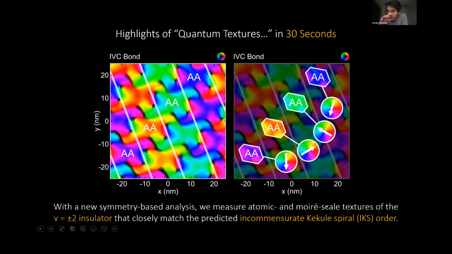We put together these atomic scale signatures, as well as some Moiré scale textures that we observe in these devices, together with a newly introduced symmetry-based order parameter analysis, which I'll tell you about in this talk, to analyze a number of correlated states, but particularly with focus at nu equals plus or minus 2, these correlated insulators. And we find that many features of this nu equals plus or minus 2 insulator closely match predictions of incommensurate Kekulé spiral order as predicted in something like 2020, 2021.